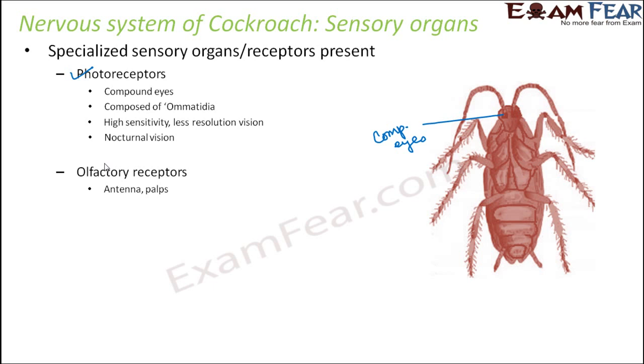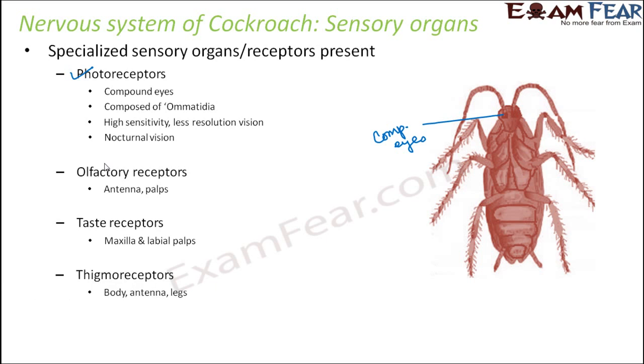Olfactory receptors, that is the receptors of smell. How can they smell things? With the help of antenna and palps. Taste receptors are present in the maxilla and labial palps. We spoke about the different mouth parts, right? The maxilla, the labium. So there the taste receptors are present.